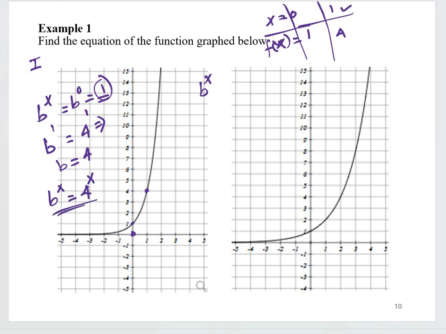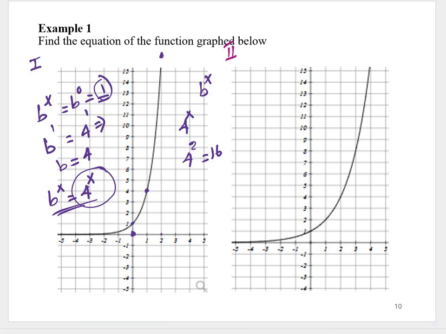Make sense? Then we can verify that when x is equal to 2, what happens? If 4 to the power x is the function, then when x is equal to 2, it becomes 4 squared, which is 16, and we can verify that as it goes upward, it will meet at 16 there. Yeah. So the equation of the first graph is 4 to the power x. Make sense?